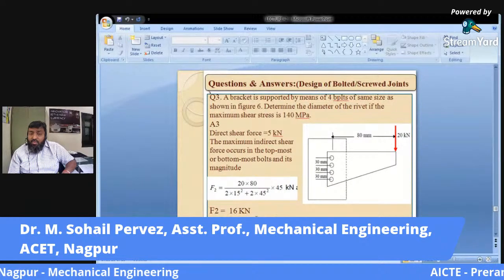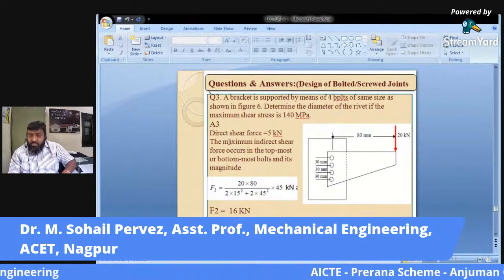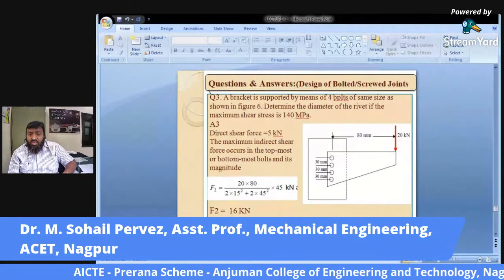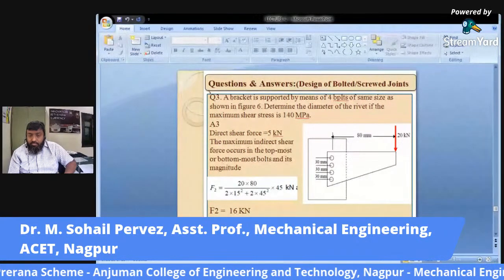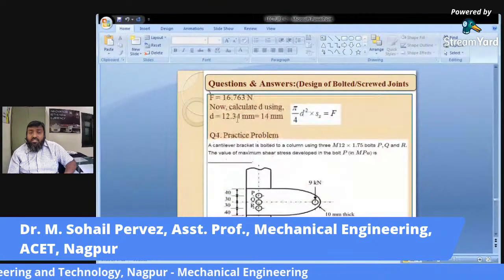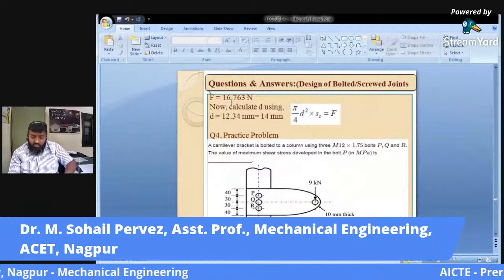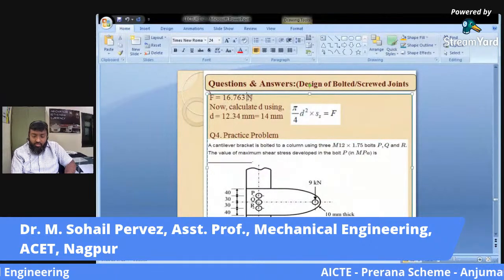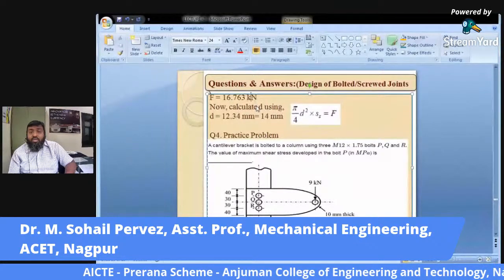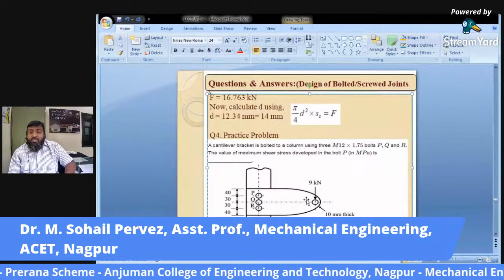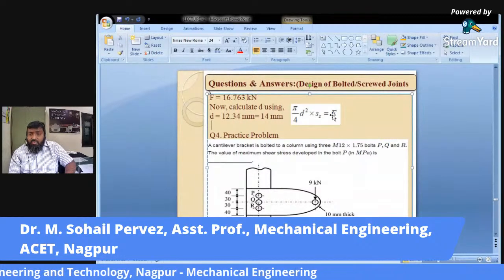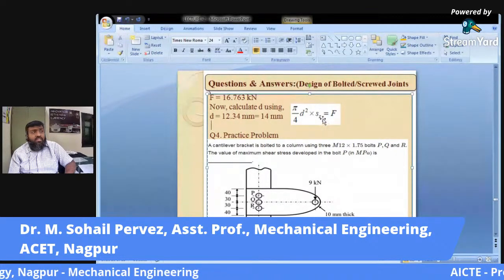Then since we know F1 and F2, we can directly take the square root of the sum of squares, because in both cases we are having shear, so we can directly add it. The answer which I got is 16.763 kilonewton. Now please substitute this value in this equation. Since we know that the allowable shear stress is given, we can get the diameter.